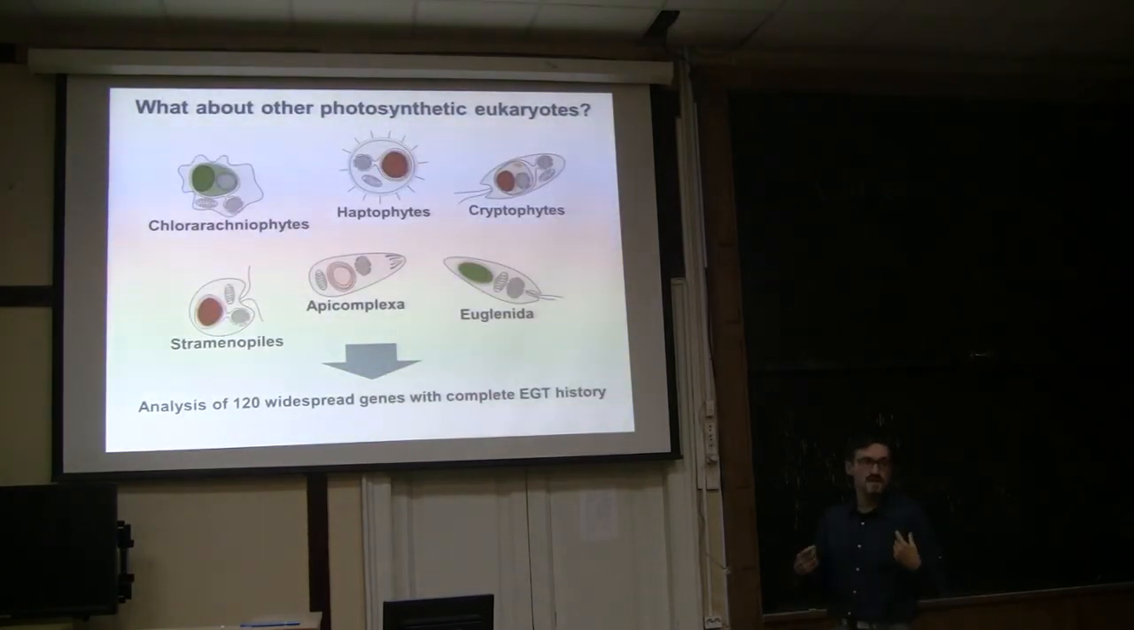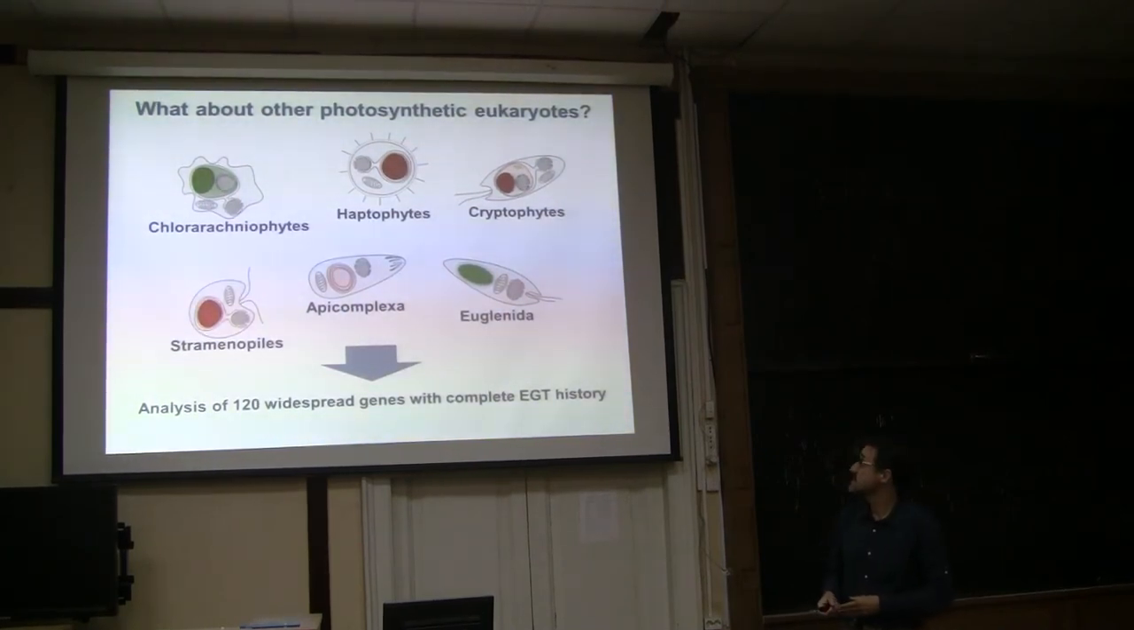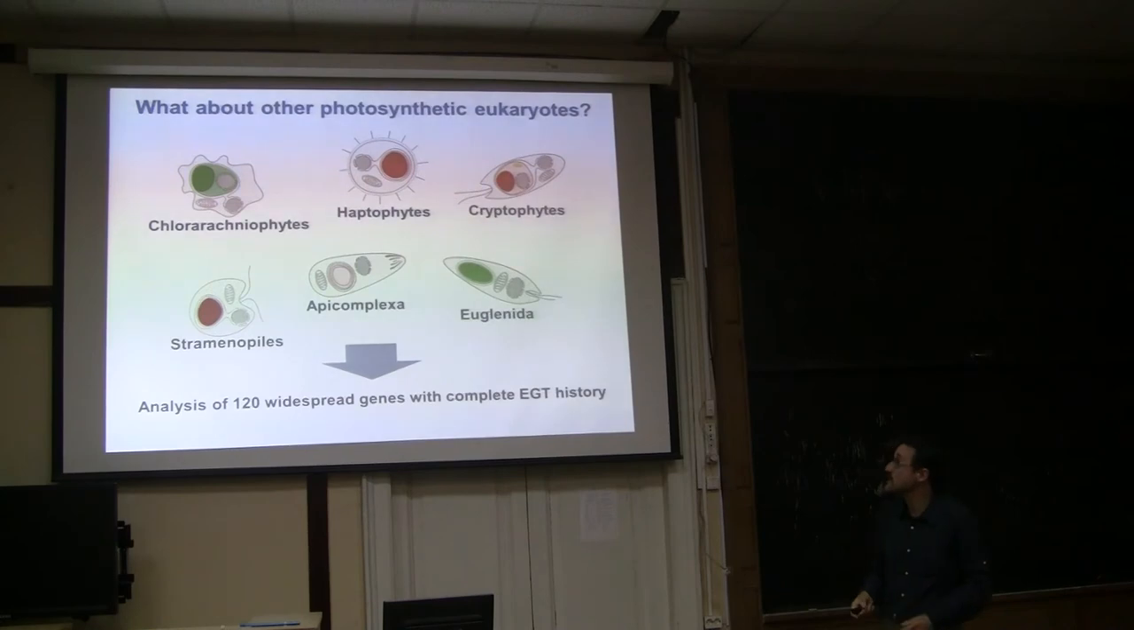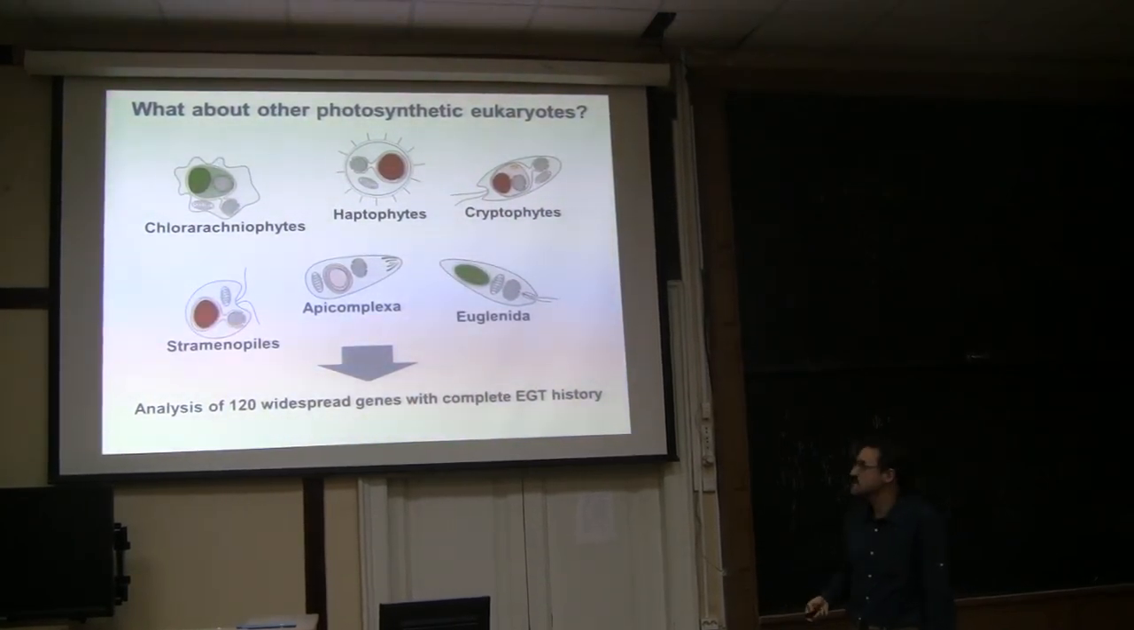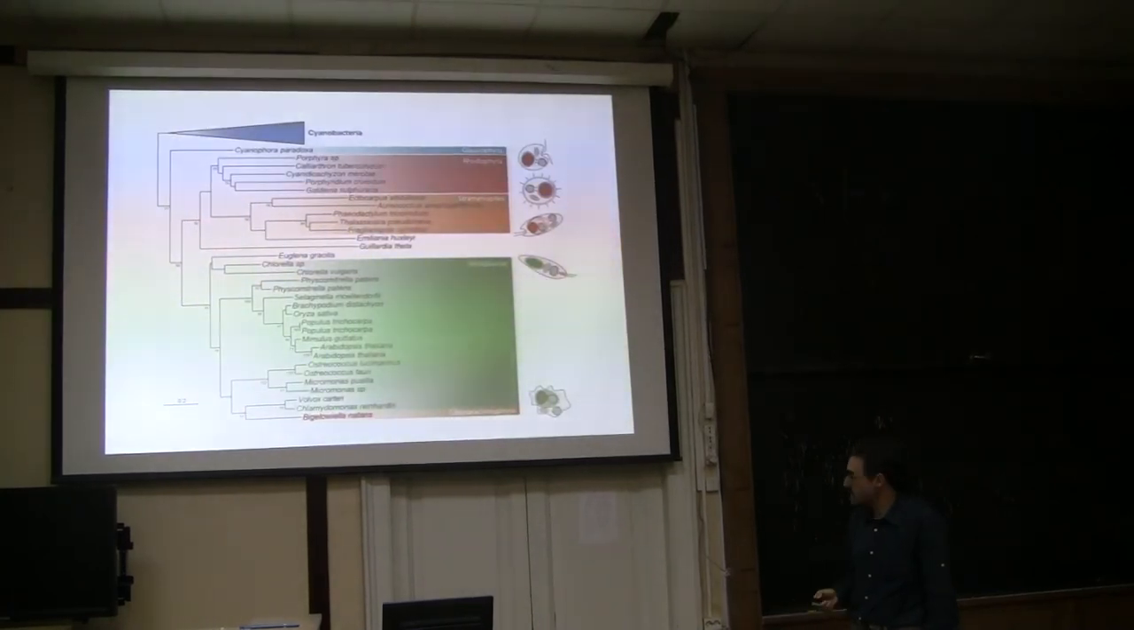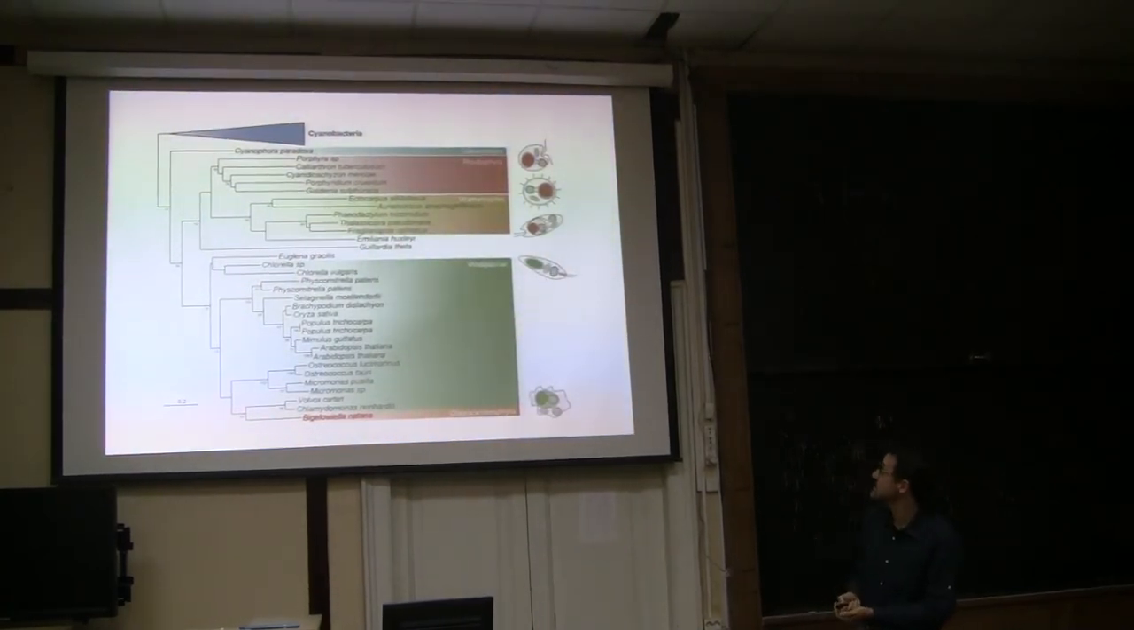So we had this list, we have established this list of genes, so we were curious to see what happens with these genes in the other groups of photosynthetic eukaryotes. Among these about 200 genes that we detected in diatoms, there are about 120 that are very well represented in the diversity of the different groups of photosynthetic eukaryotes. So we analyzed them in all these photosynthetic eukaryotes, and I will show you several examples.